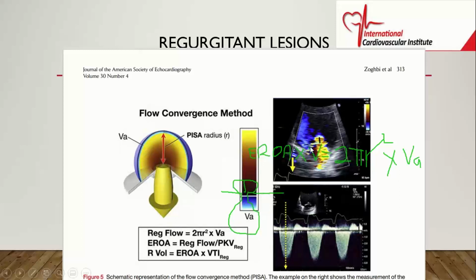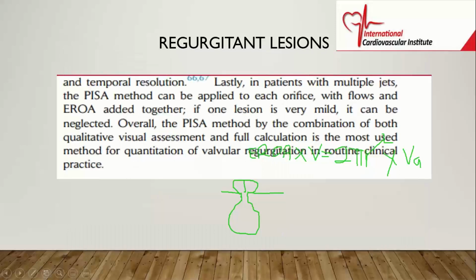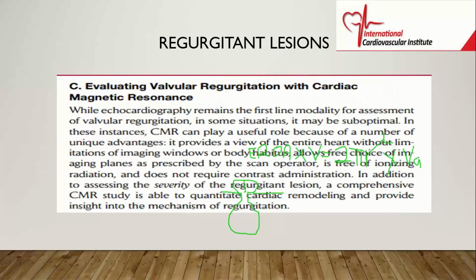Okay? So this is an actual patient, and your baseline shift, and you can see there's this blue right there, this is yellow. So you're going to measure your radius from the vena contracta to the surface area right there. And then once you put your CW, you can get your regurgitant velocity. So this is how it's done, okay? So you should know how to do it.